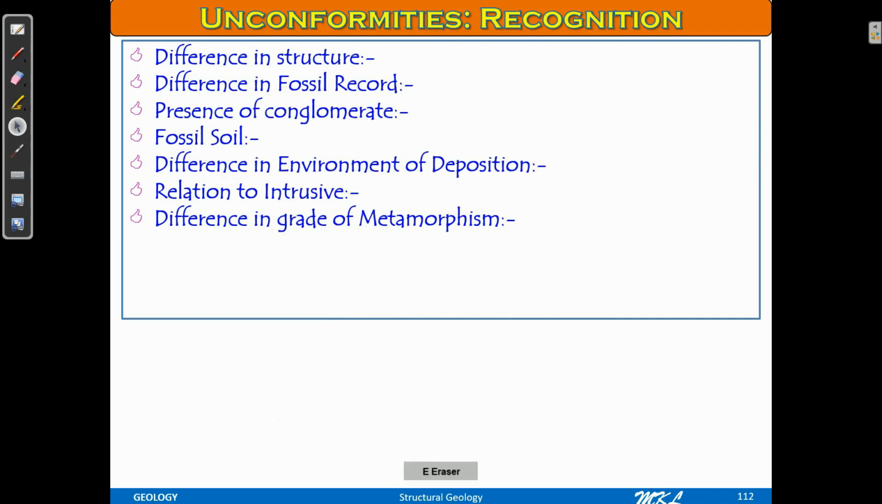Okay. So up to this is your mid-semester syllabus. Whatever I told you to read, whatever materials I have provided, or the PPT, whatever I teach you, that will be included in your mid-semester syllabus. Okay. So we have completed the structural geology part.